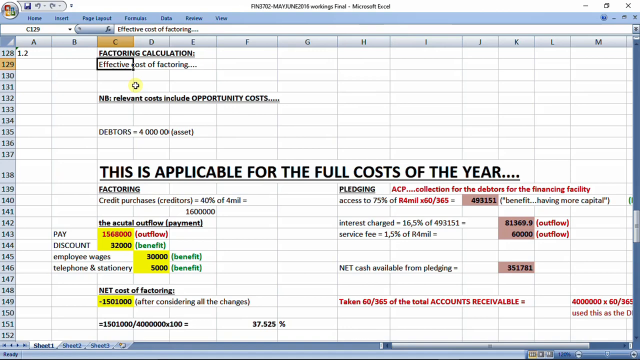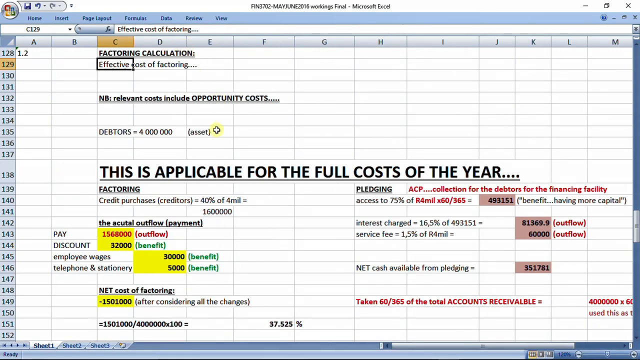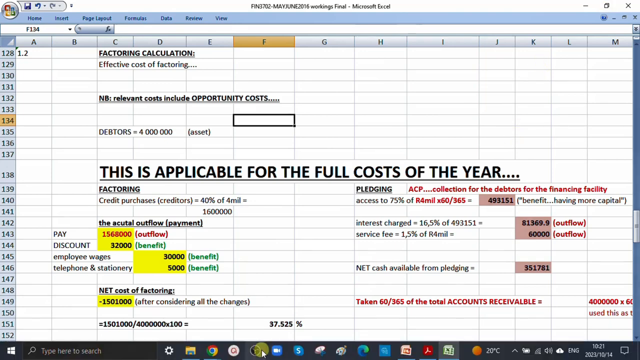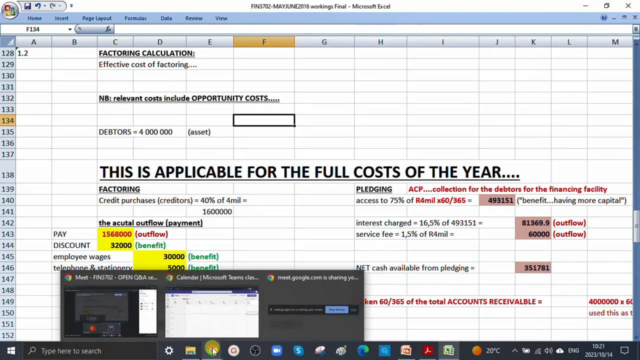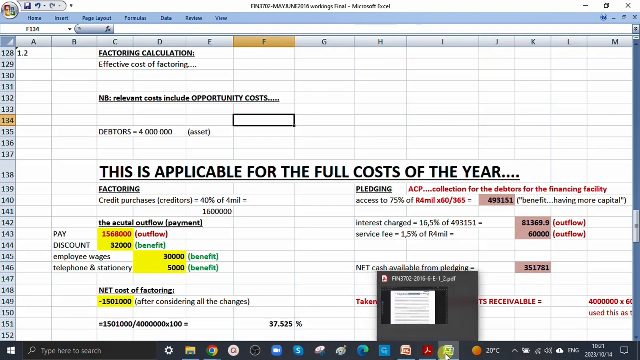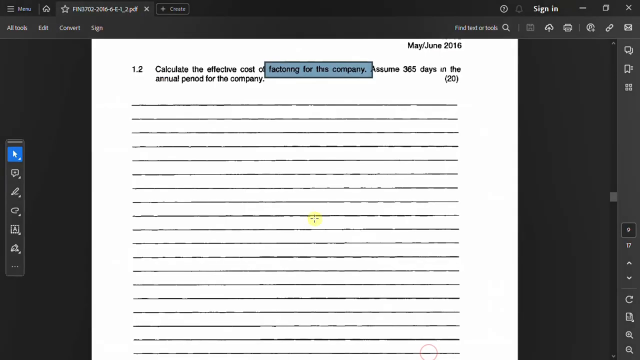Okay, so the factor is obviously going to purchase your outstanding debtors, and they're basically going to say, well, give me your outstanding debtors, I will go collect the outstanding payments, but whatever I collect, I'm going to keep. Okay, and obviously they're going to pay you a certain amount of cash or capital up front, and that's going to be your proceeds from the sale of the amount. Let me go back to the question.